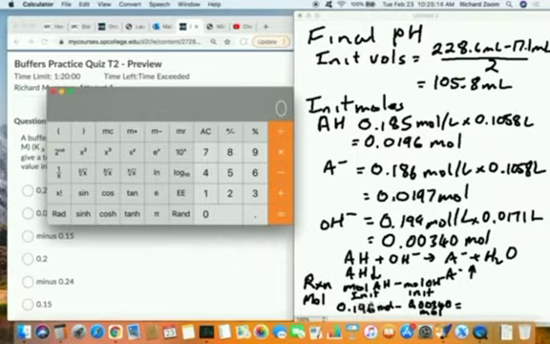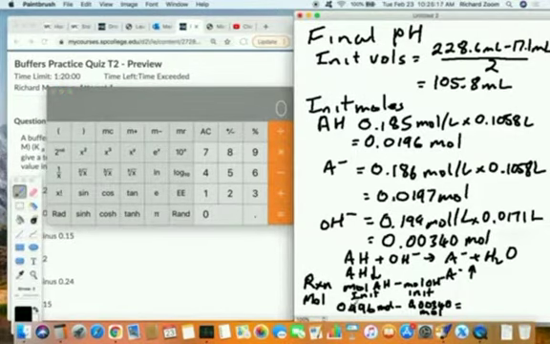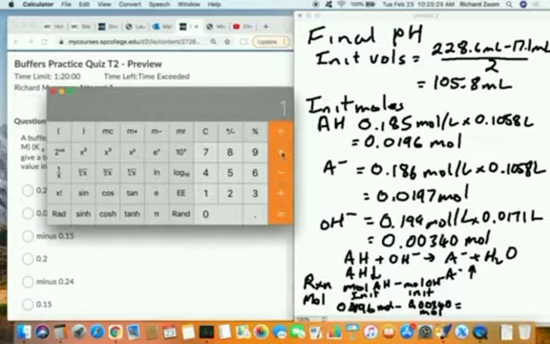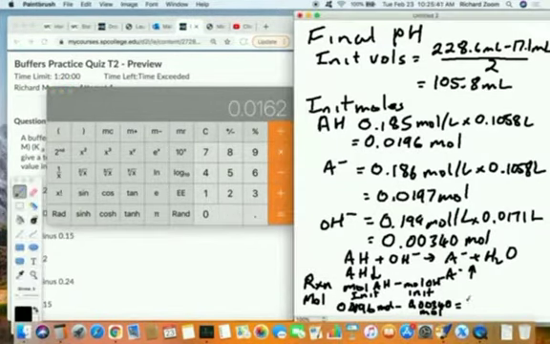It's 0.0196, by the way. So 0.0196 minus 0.0034, which is 0.0162 moles.